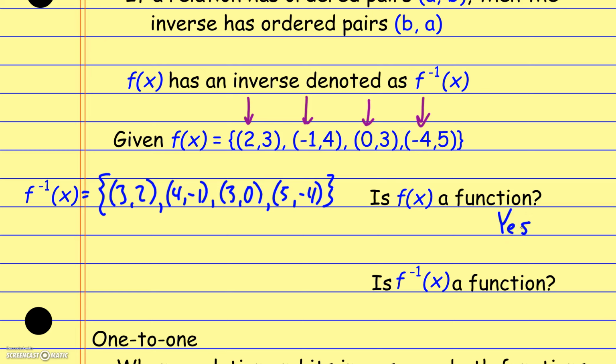And then it asks me about the inverse. Is the inverse a function? Again, I look at the x values to see if there are any repeated x values, and right here I see that this 3 is repeated with two different y values, so that one is not a function. Because there are two different y values here, the answer is no. So the original was a function, the inverse was not a function, and that leads us to this definition, a one-to-one function.